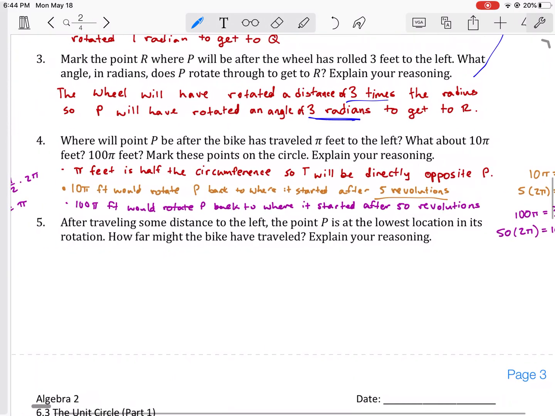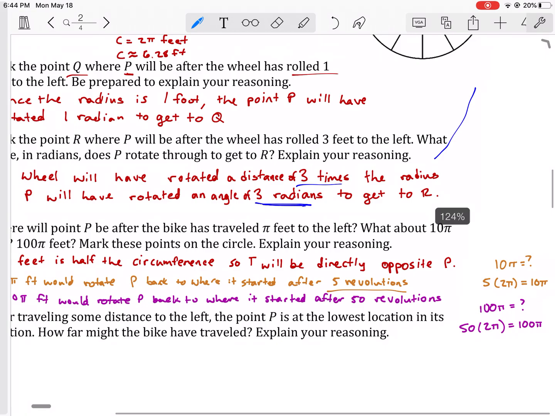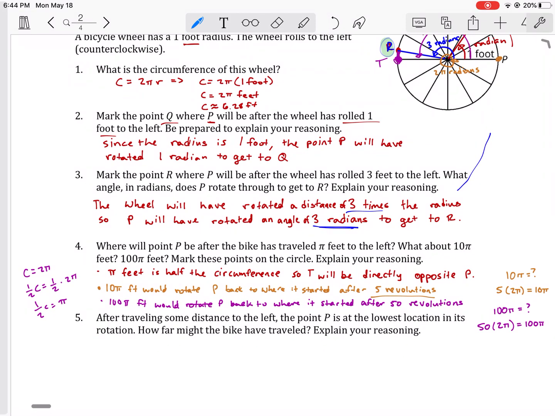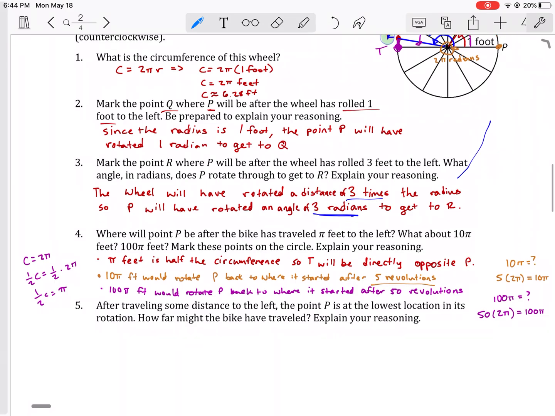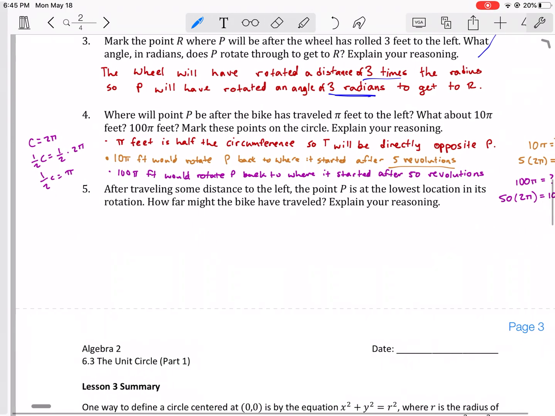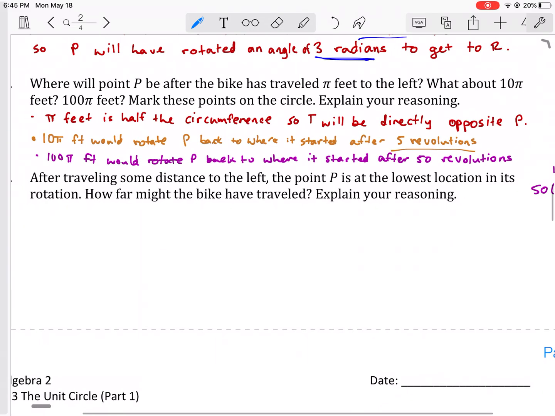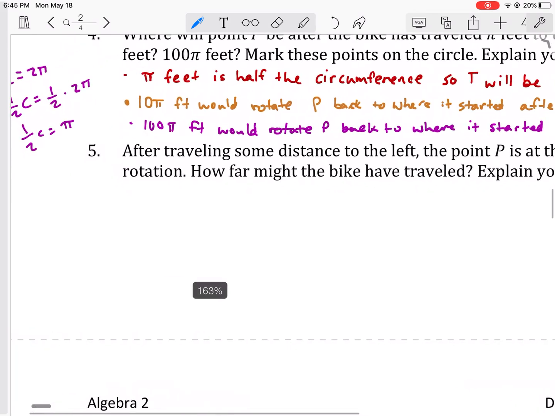So we can keep going around and around and around the unit circle. So 10 pi radians would just bring you back to where you started. 100 pi radians would bring you back to where it started. Alright, and after traveling some distance to the left, the point P is at its lowest location in its rotation. How far might the bike have traveled?